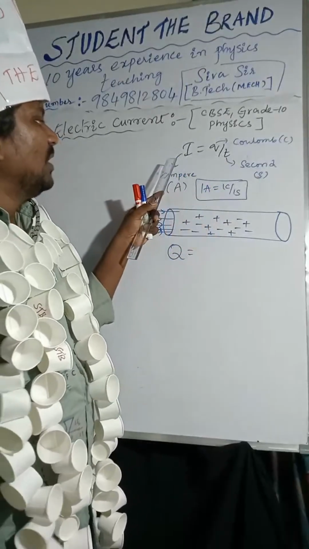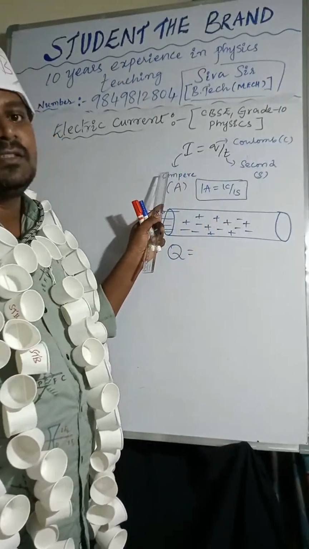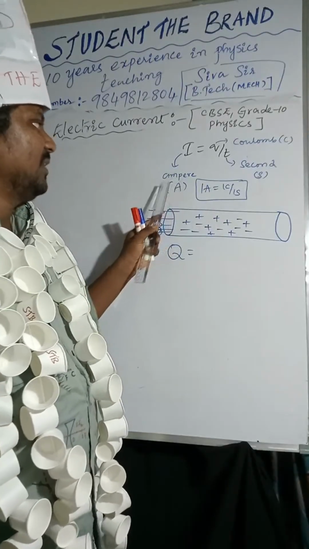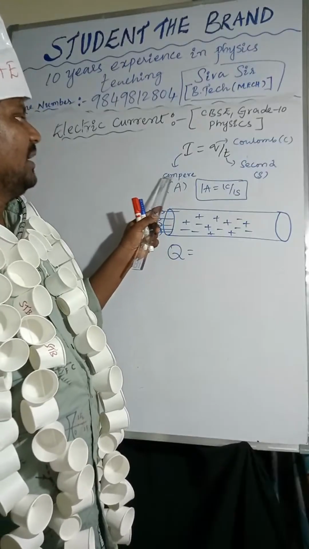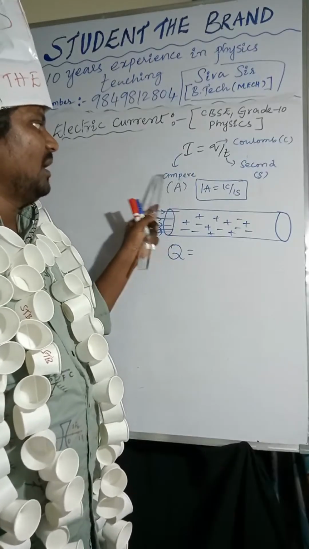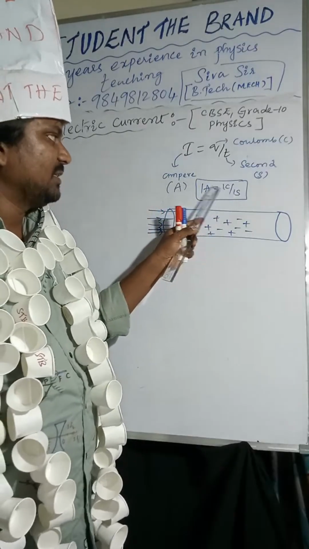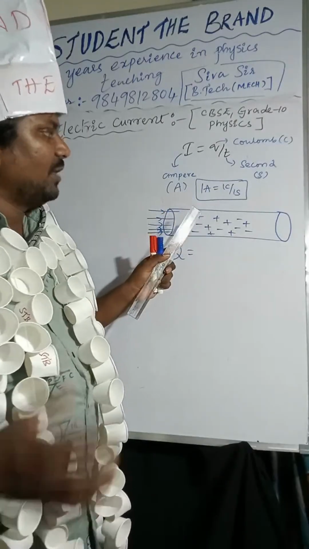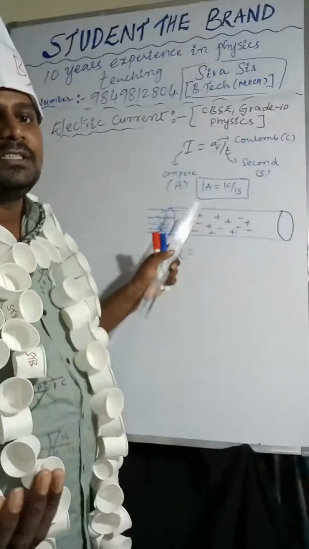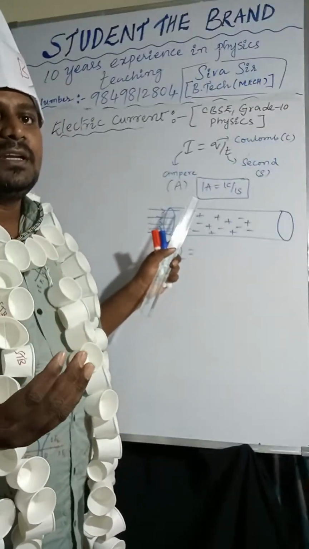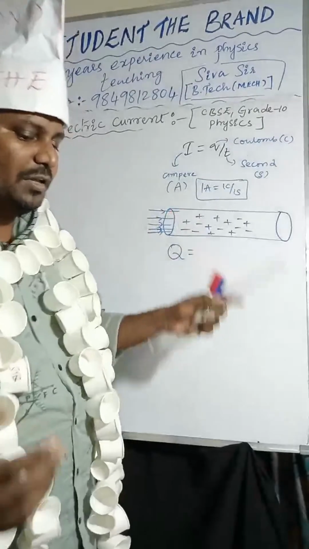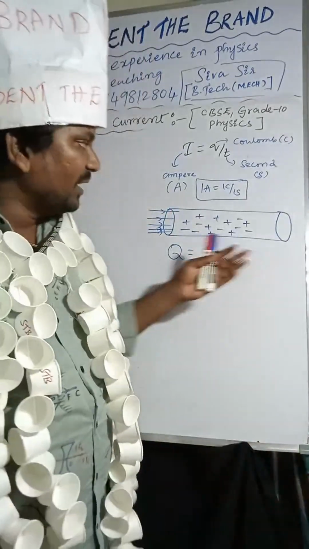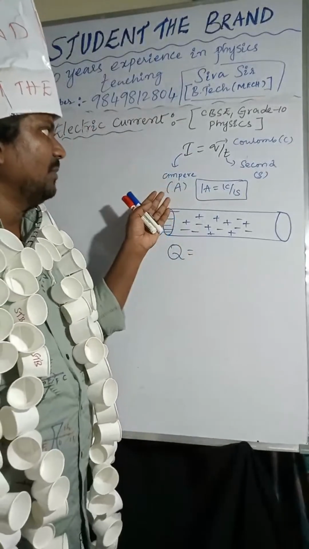For ampere you should write small letters, not capital letters. For a symbol we can use a capital letter, but for writing the word you must write ampere. 1 ampere equal to 1 coulomb per second. So 1 ampere is defined as 1 coulomb of charge flowing through unit cross-section area per second.